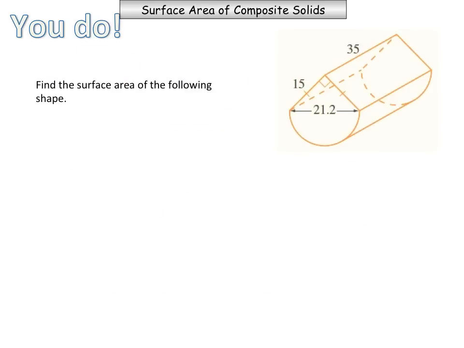Okay, so this is the you do question. Remember the 4 steps. First one is that you need to identify the 2 solids that make up the composite solid. The next step is find the area for each of the surfaces. Then you need to find the common area, and then substitute all your values back into the equation, and that will give you the answer.